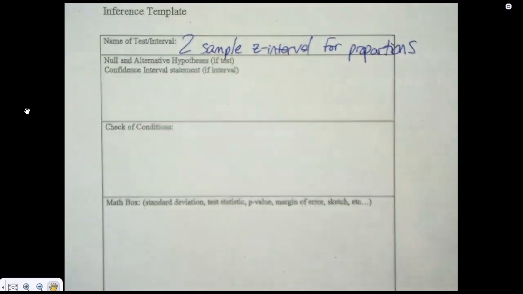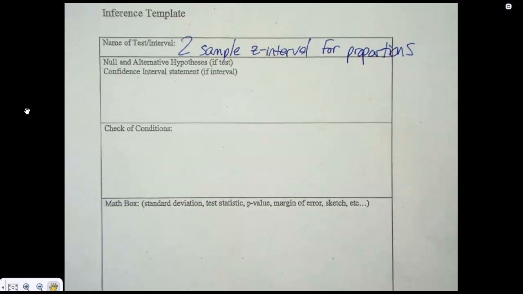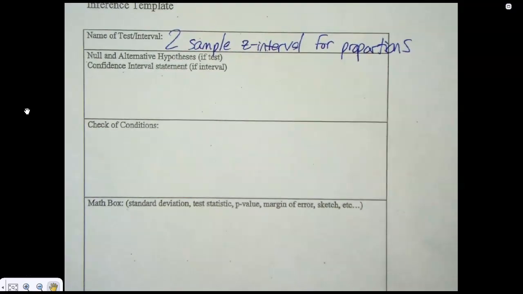Alright, anyways. We're doing a 2-sample Z interval for proportions. Before we did a 1-sample Z interval. So when we do 2 samples, we're attempting to find the difference between the two proportions. But I'm going to save you, there's only a couple things that are really different. It's largely the same process with some little tweaks.